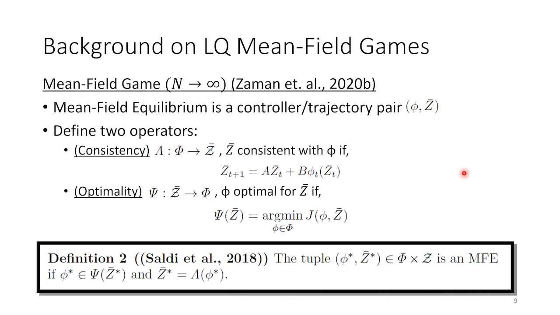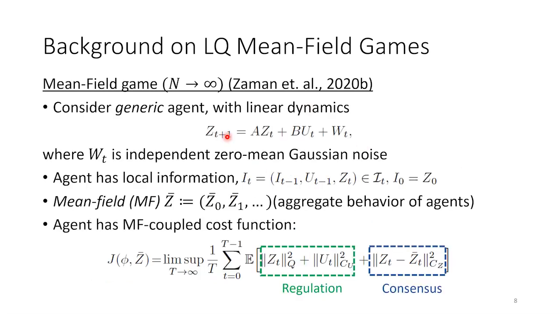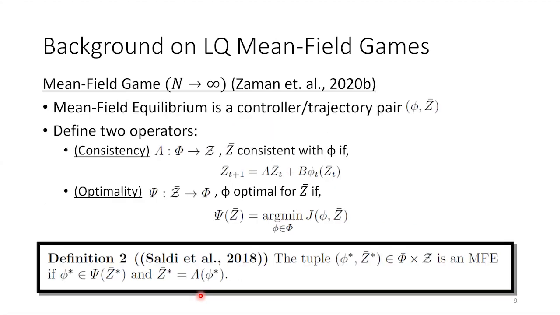We have all the agents with homogeneous dynamics, and all the agents have a very similar structure in the cost function as well. Although each agent has its own dynamics and cost function, the structure is the same. So everything is homogeneous, but we'll move on to heterogeneous. I think that's the next part.